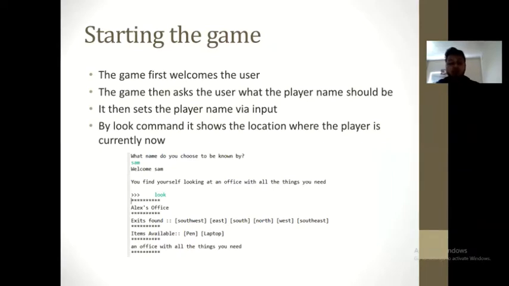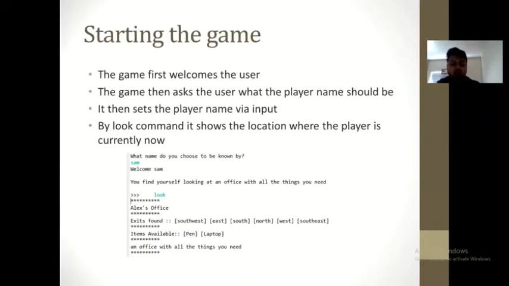So in the game, I have tried to give a screenshot that says my name is Sam, and I've put it there, and I have entered look, and it says that it's in Alex's office. They have different exit points like south, east, north, and the items available in that location are pen, laptop, and just a description of the place, an office with all the things you need.